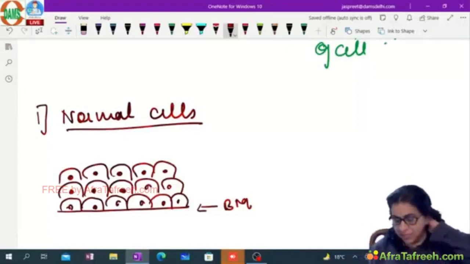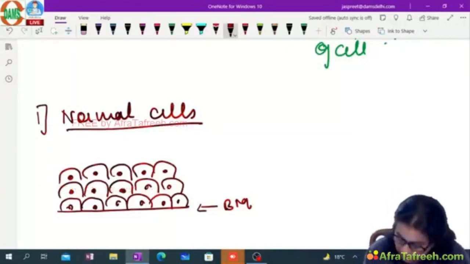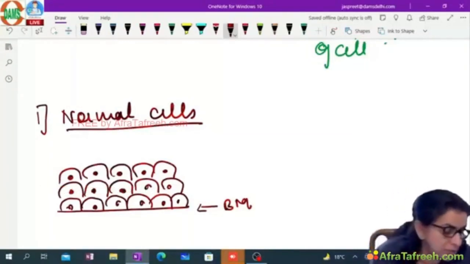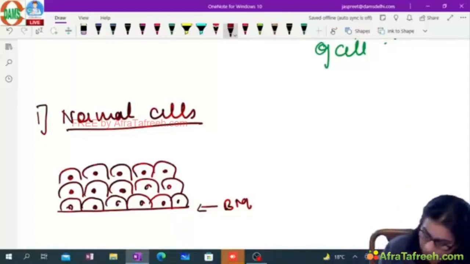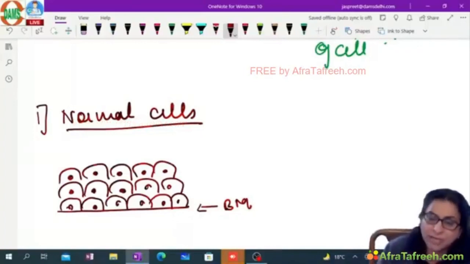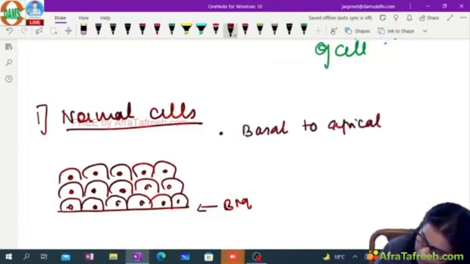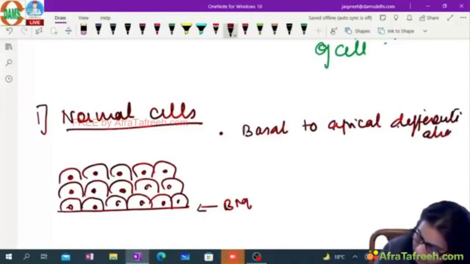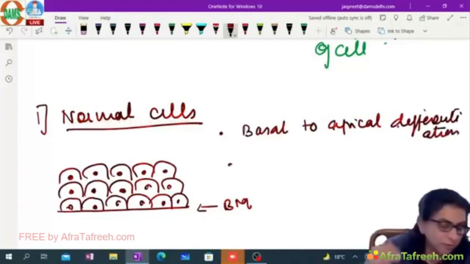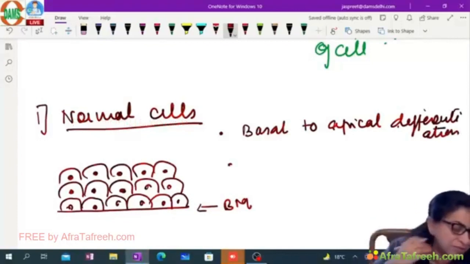Now I have drawn normal cells. All these normal cells are sitting on a basement membrane. Look at these normal cells. Number one, they have basal to apical differentiation. From the base, as they go upwards, they are differentiating in an orderly manner, from down to above.